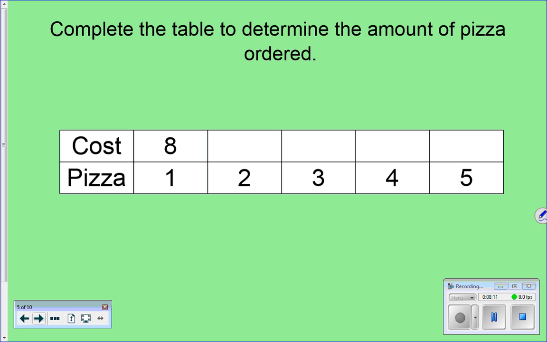Now let's talk about making a table that's in proportion. A lot of times when I do tables and I make stuff, I use pizza, because evidently I'm hungry when I make these. So if I were you, in your notebook, I would copy this down and we're going to do it together to show you what you need to do. So complete the table to determine the amount of pizza ordered. Doesn't have to be perfect, just needs to be cost and pizza. That's how it needs to look. Doesn't have to be perfect.